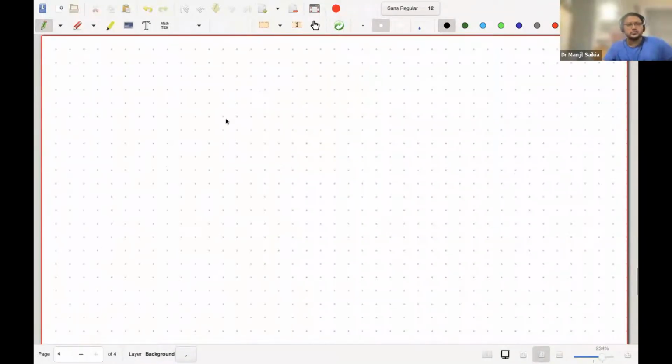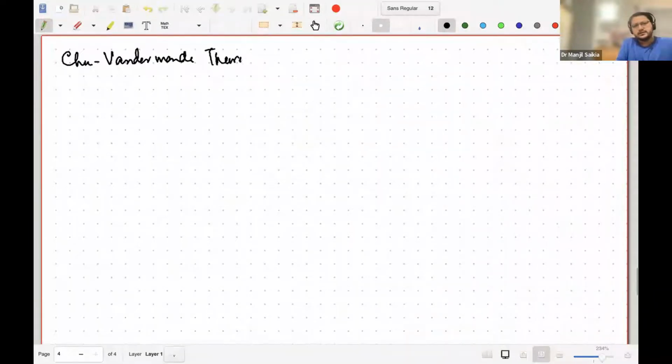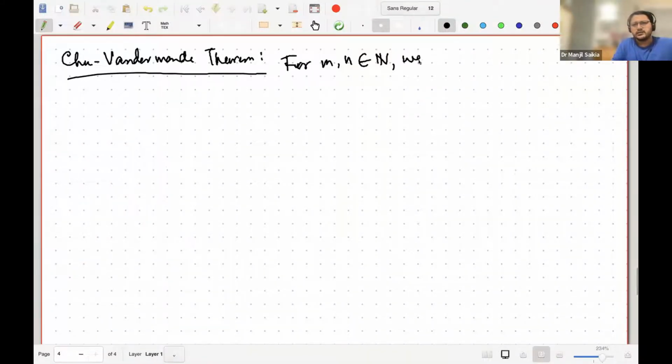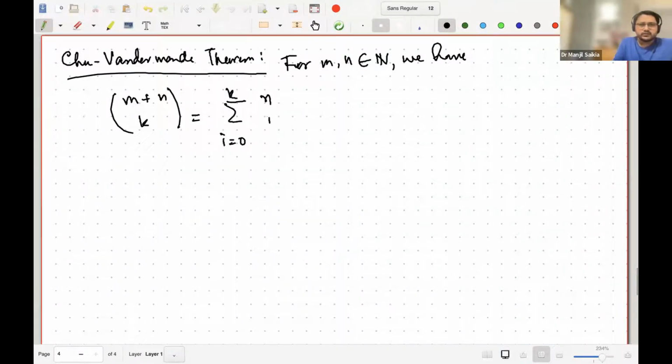So now let me go to another important result, which is called the Chu-Vandermonde theorem or identity. And this is actually a quite useful identity. I mean, probably for Olympiads as well, but in general, this is a very useful identity. So what is this? For m, n natural numbers, we have m plus n choose k is equal to this sum, n choose i times m choose k minus i.